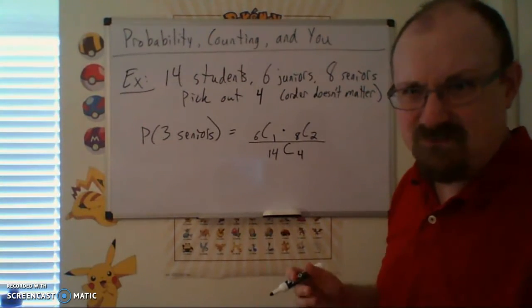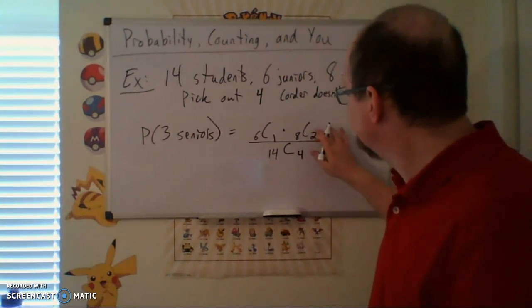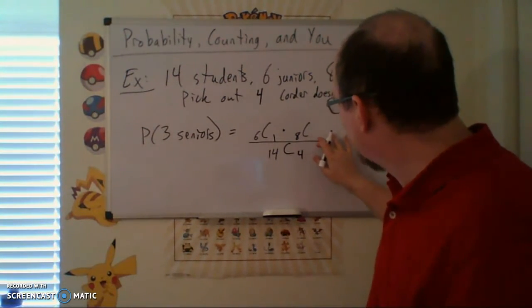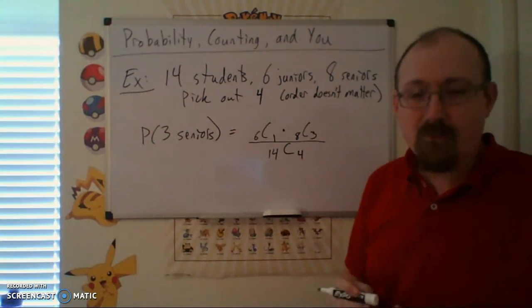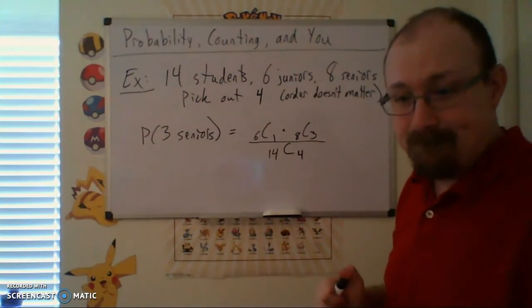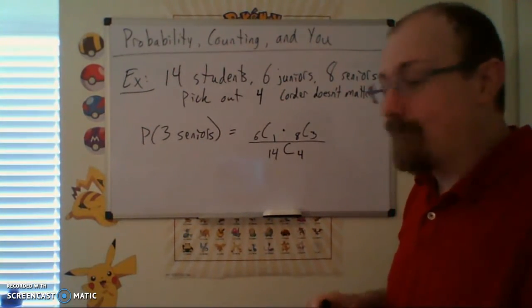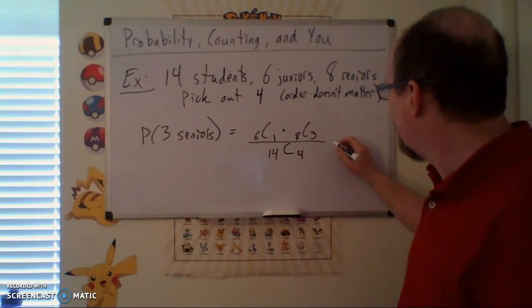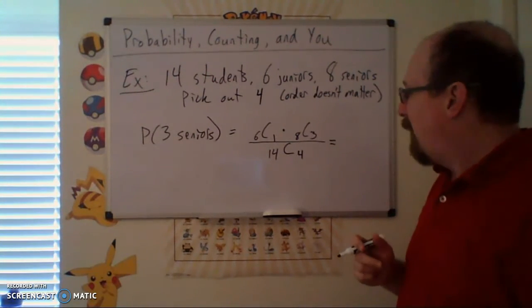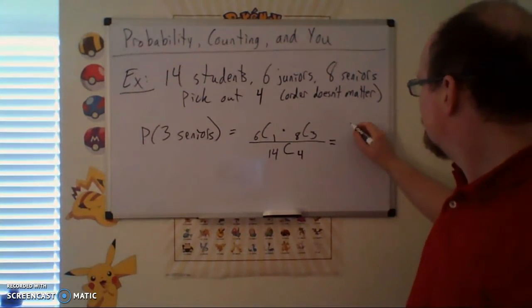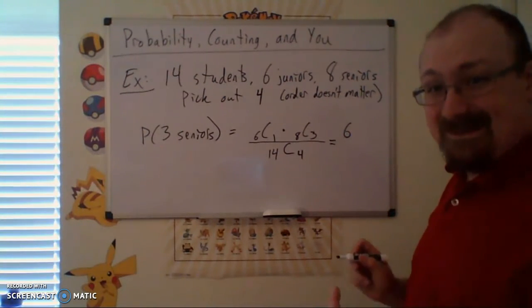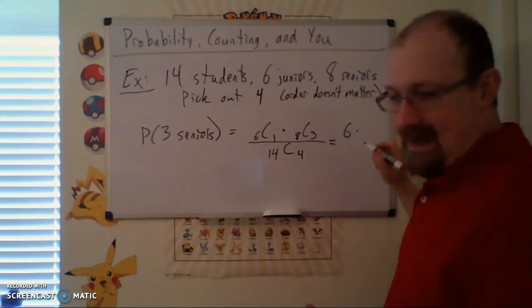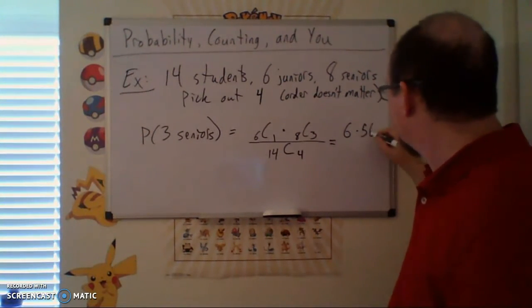6C1 is 6. If you've just written 6, I'm okay with that. Over here, now we're needing to pick out 3 seniors. Okay? So that's what we got so far. All right. Now, 6C1, we said is 6. 8C3, as it turns out, if you check, I got 56 when I worked that out.